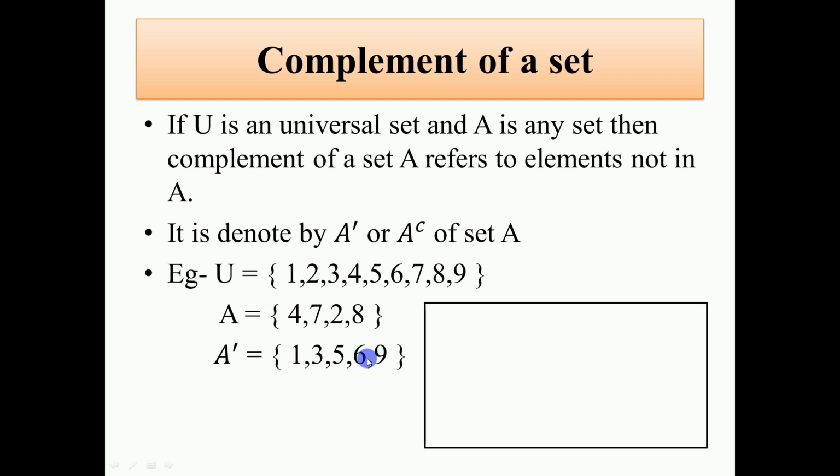Now here I am drawing the Venn diagram for this example. Consider this is a Venn diagram and this is the universal set. Now here is the A complement. These are the elements of the A complement, and these are the elements of the set A. As you can see, I have drawn a set A which has 4, 2, 7, 8, and the complement has 1, 3, 5, 6 and 9.